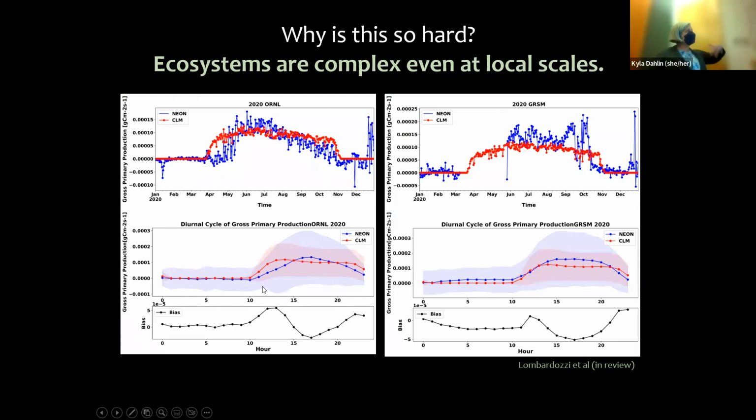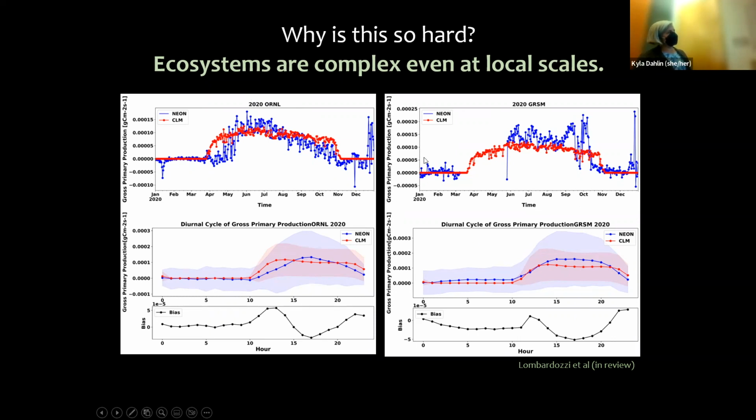So it's complicated at these sort of global IPCC scales, but it's also complicated at local scales. And so this is just an example of some work that I've been involved in, led by Danica Lombardozzi at the National Center for Atmospheric Research. This is again time for just a single year. The red line is the Community Land Model, which is a land surface model trying to approximate all of the different things that happen in the land surface, as compared to the National Ecological Observatory Network's NEON's eddy covariance towers, air quotes, measurements of gross primary production. And this is for two sites, Oak Ridge National Lab and Great Smoky Mountains. And then down here we have the diurnal ones.